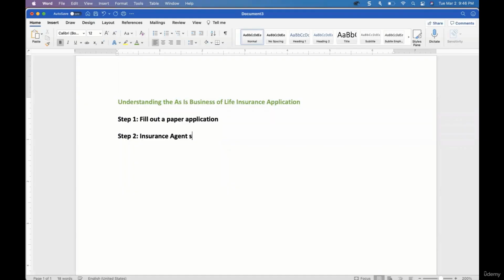Insurance agent submits all the paper documents or submits the paper application to the insurance company. We still are in a paper format. We still have physical papers. What happens next? So they go and give it to the company. I'm guessing the underwriter picks it up.